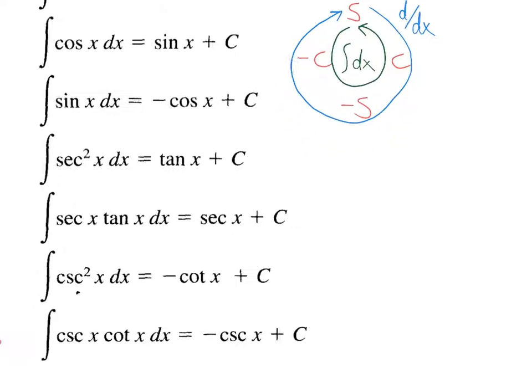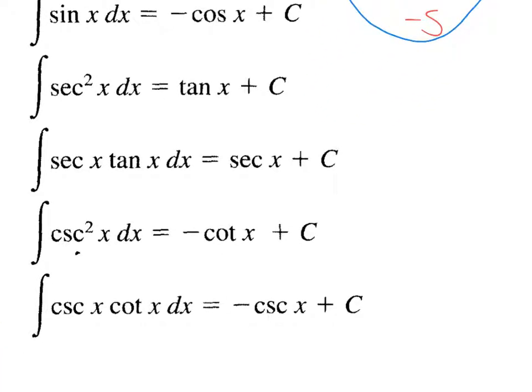Now, the other rules for the trig functions. Secant squared ought to look familiar. That was the derivative of tangent. The secant times tangent, that was the derivative of secant. Notice we don't have the integral of secant. There is a rule, but it's really complicated. I can't even remember it.